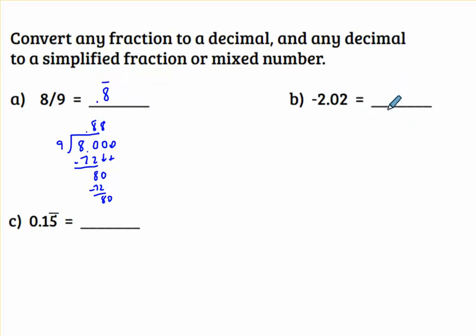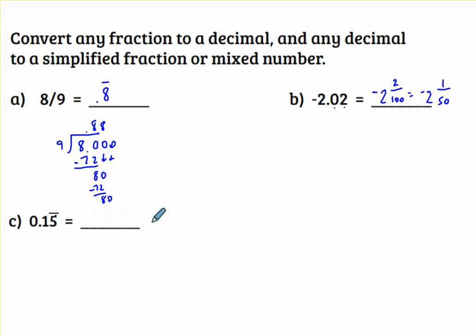Part B, we just read it out loud. -2 and 2/100ths, not thousandths, not tenths, hundredths, because it's 2 places after the decimal. And this can simplify, so we still have -2, but instead of 2 over 100, we have 1 over 50.